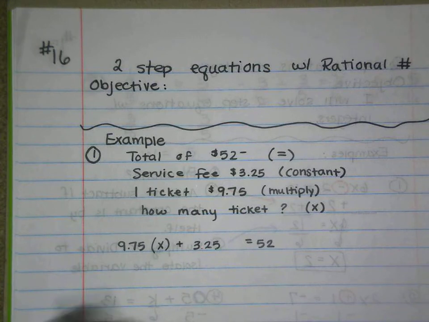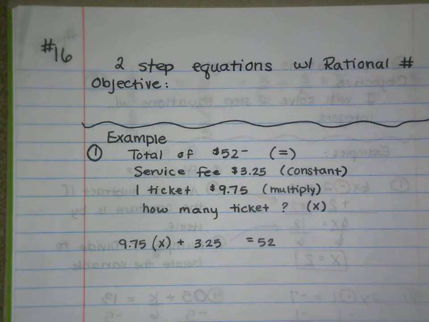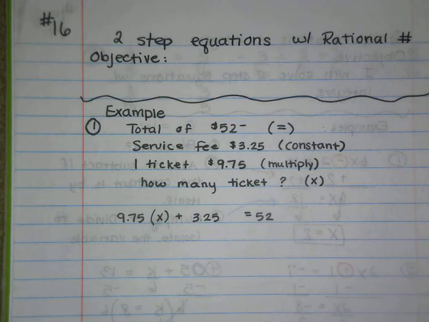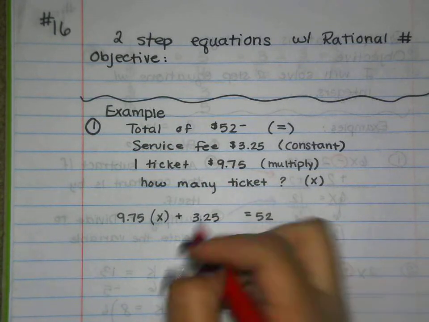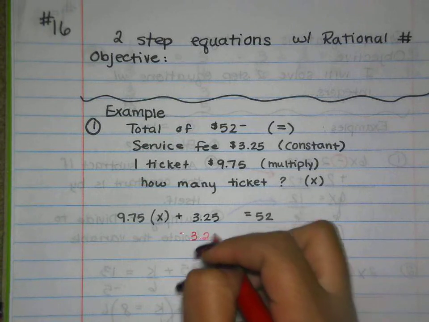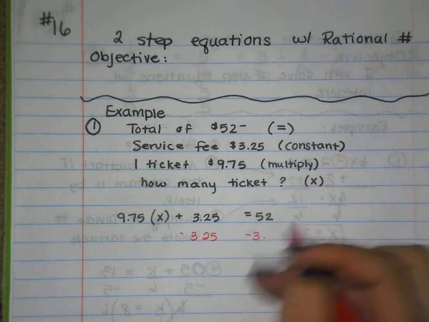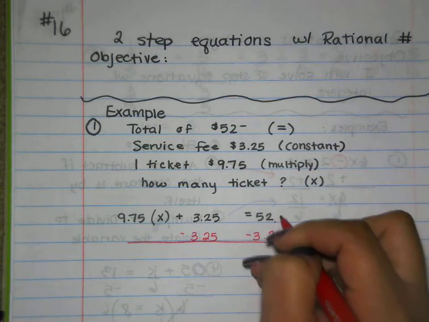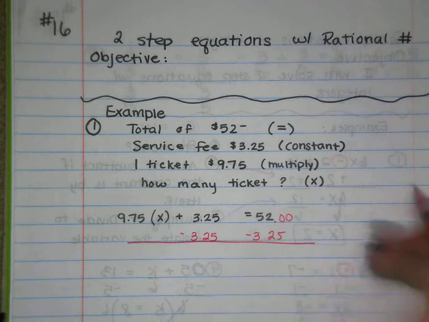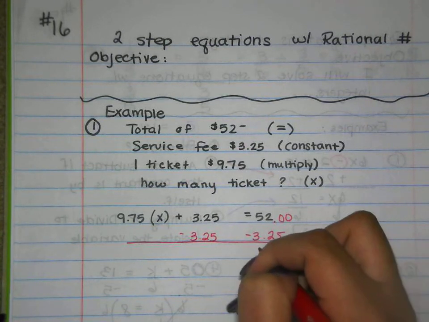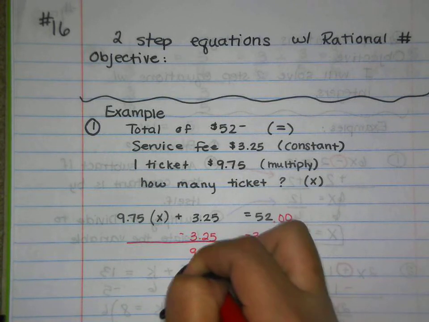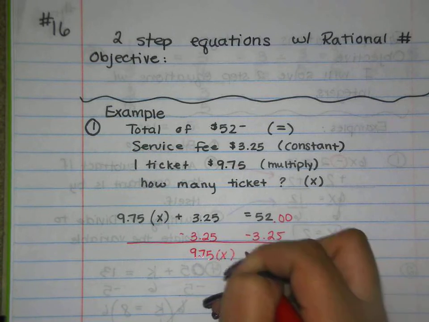So now we're going to do the same steps as we would with integers, and we're going to say, well, there's a $3.25 that's hanging on there. So I'm going to need to subtract the $3.25 from both sides in order to get the variable more isolated. So we're going to subtract $3.25. We would normally line that up a little better. We're going to get $48.75 on the left side, and we have $9.75 times x on the right side.